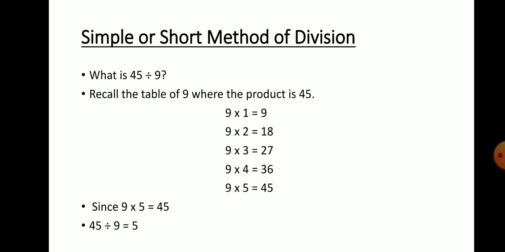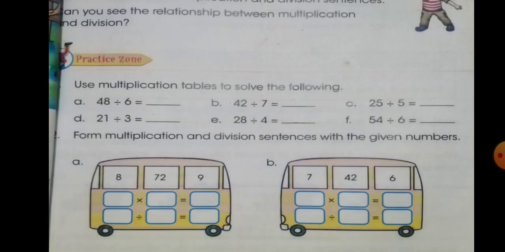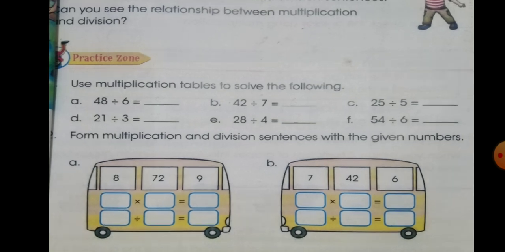Now let's move towards your practice zone. All of you open your page number 63, practice zone, question number 1. Use multiplication tables to solve the following questions. Question number 1, part A is 48 divided by 6 equals dash. There are 6 parts that you have to solve. Let's start solving part A, that is 48 divided by 6. Let's have a look at its solution.